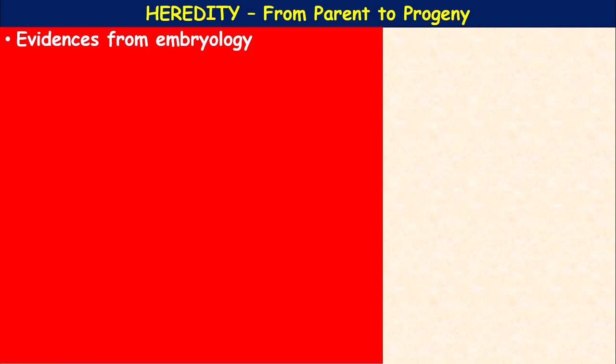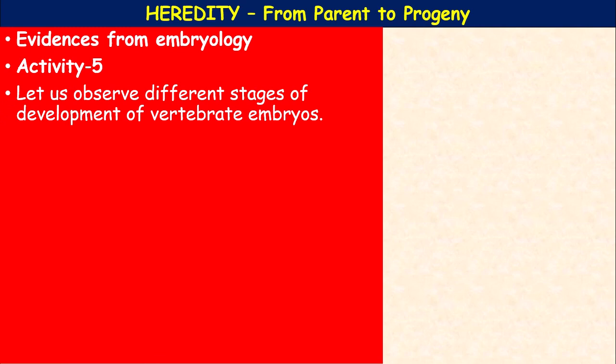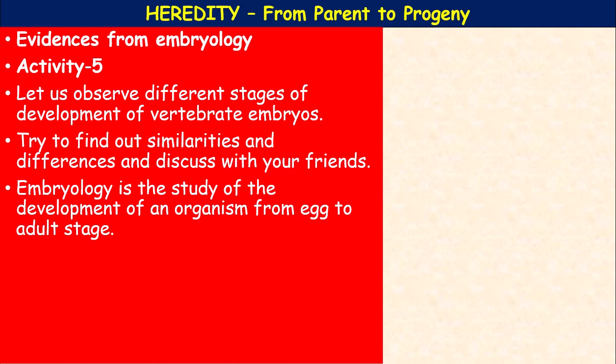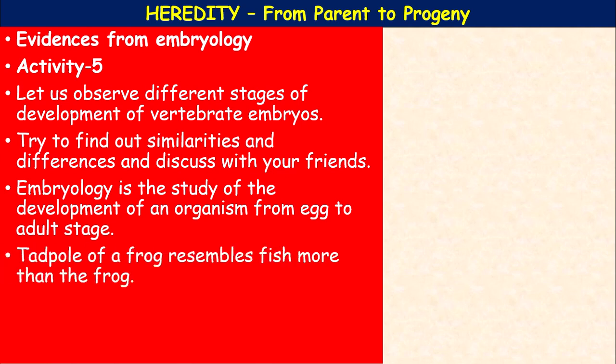Okay, let us go for evidences from embryology. A simple activity is given. Let us observe the different stages of development of vertebrate embryos. Try to find out the similarities and differences and discuss with your friends. Embryology is the study of development of organisms from egg to adult stage. The branch of biology which deals with the study of development from egg to adult stage is called embryology. The tadpole of frog resembles the fish more than the frog.